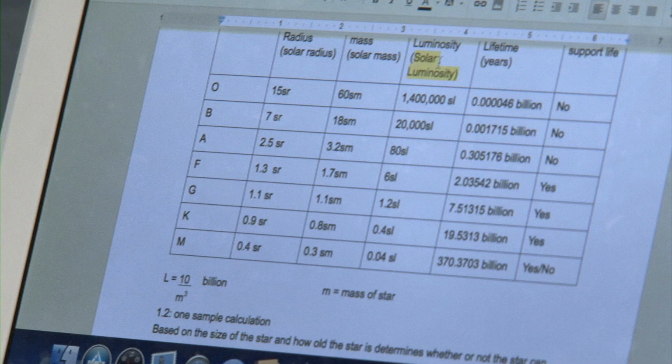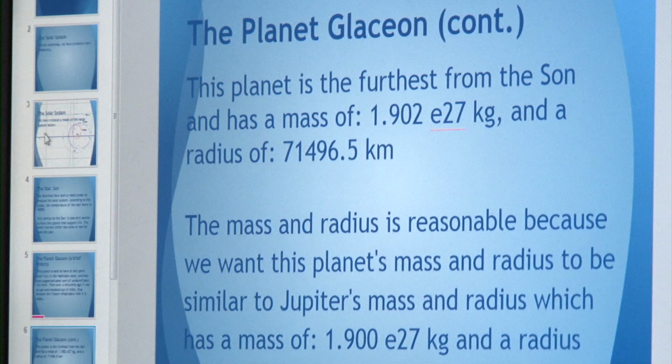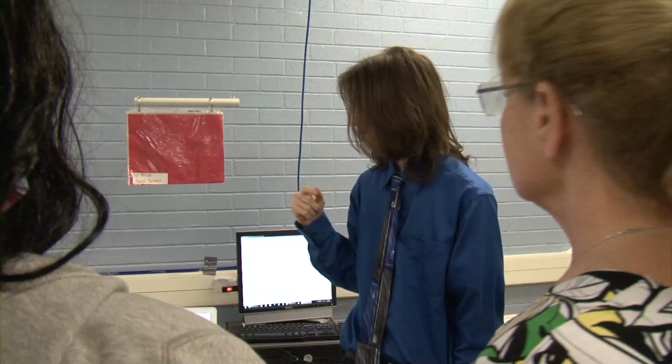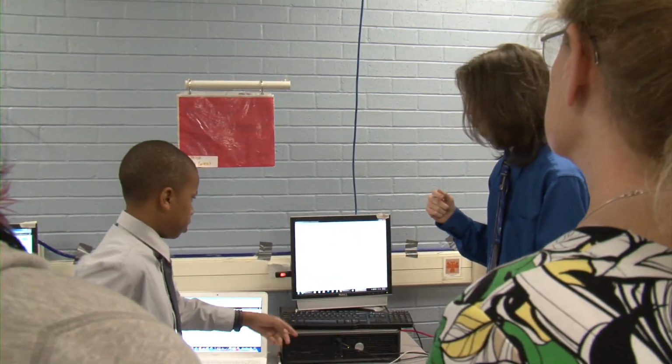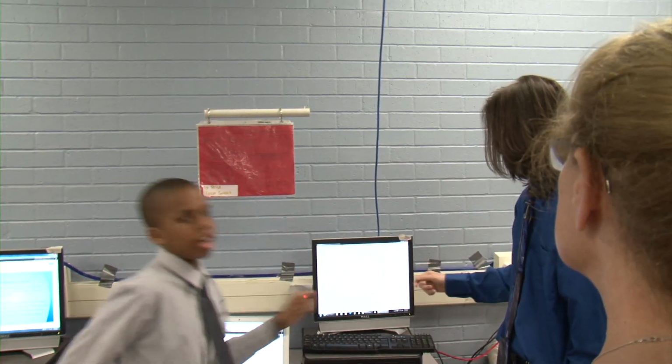Right here is our report here. If any of you guys want to look at everything, you can go over to it. And this gives all the data on the planet Glaceon. As you can see, it's the furthest away from our sun. Sun's that tiny dot right there.